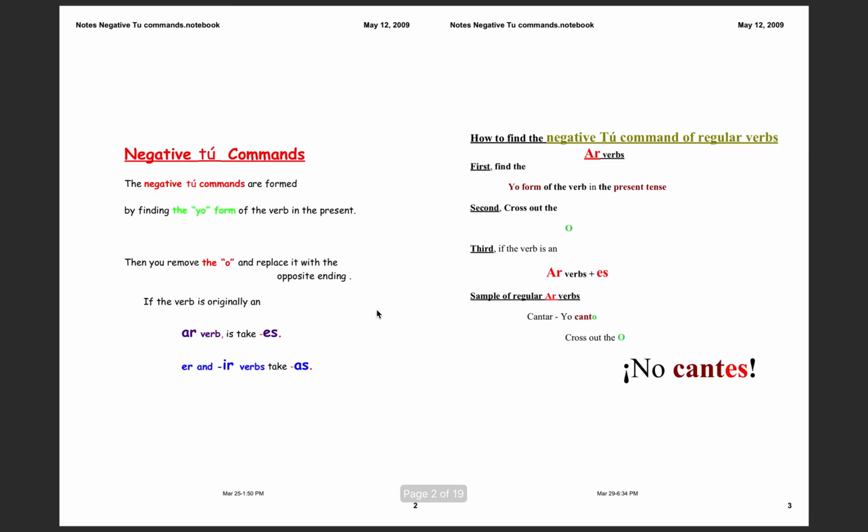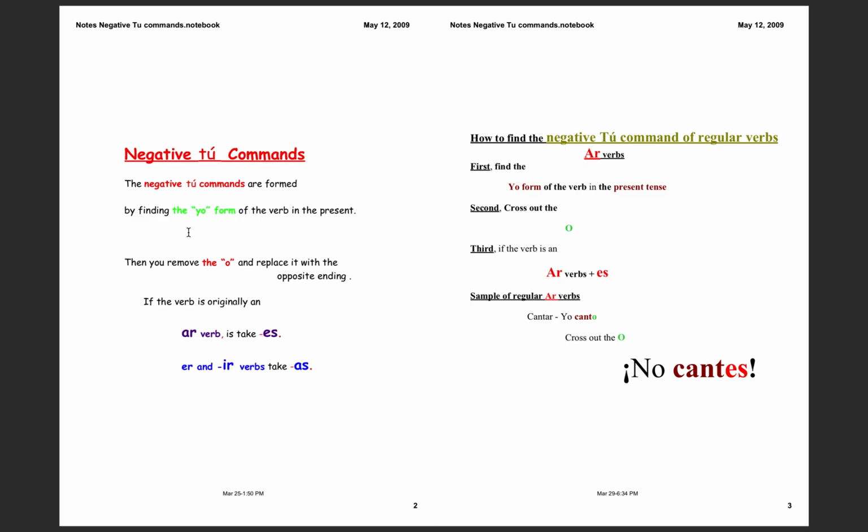So first thing is you're going to always say no in front of these commands, okay? But they are formed differently. Affirmative tú commands are kind of easy, okay? You just put it in the ella form of the present tense, and that's your command form, unless it's a go verb and then it was irregular. Now negative tú commands are a little different. So this is how they're formed.